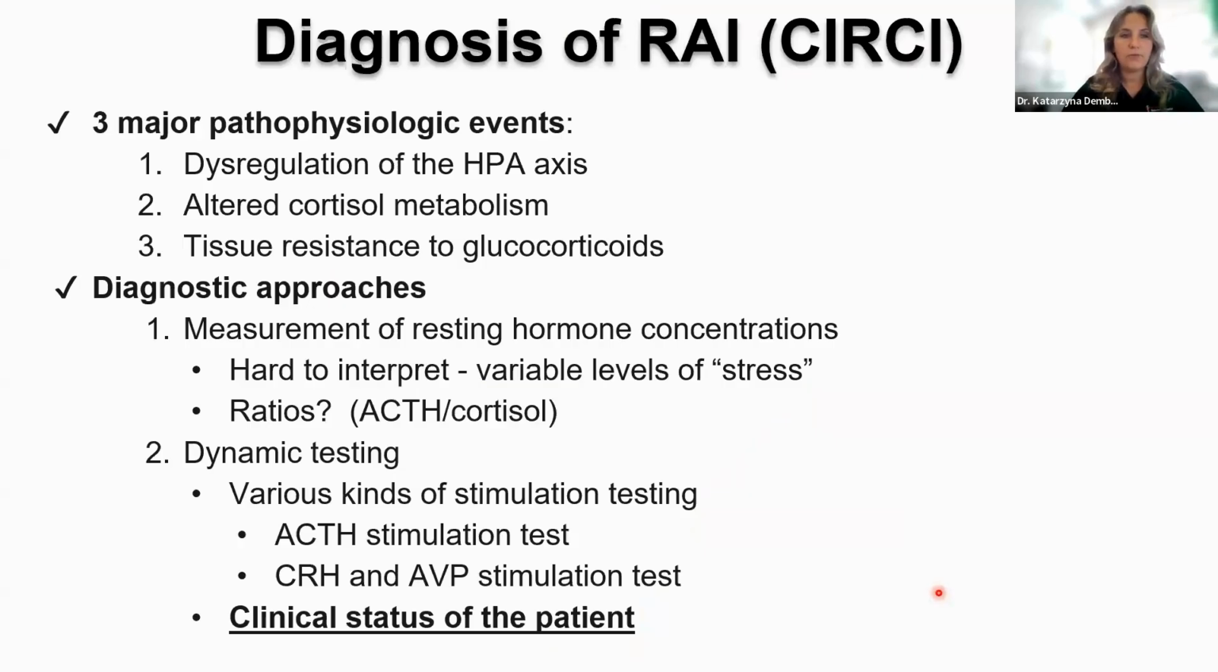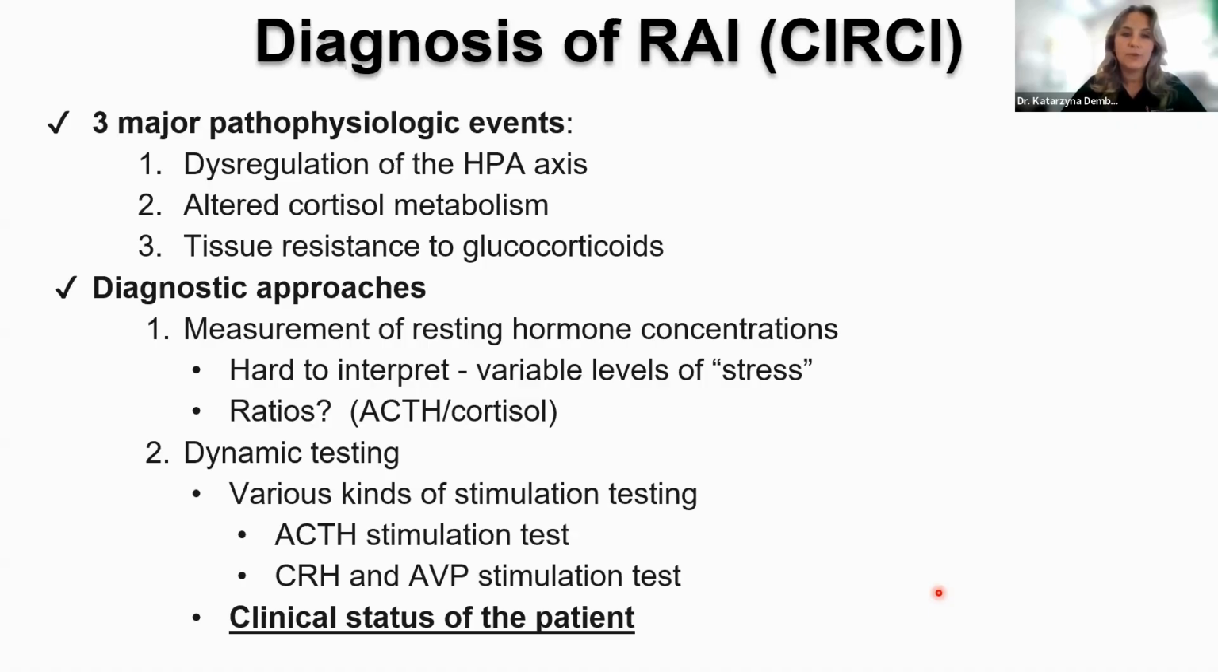Due to the broad spectrum of abnormalities that may cause CIRCI, and that includes dysregulation of the HPA axis at any of the levels, alteration in cortisol metabolism, as well as tissue resistance to glucocorticoids, it is unlikely that a single test can reliably diagnose CIRCI independent of its mechanism. The HPA axis dysfunction is very complex. It involves a lot of different mechanisms, and it is challenging to diagnose. And it's important to remember that interpretation in light of the clinical status is the most important.